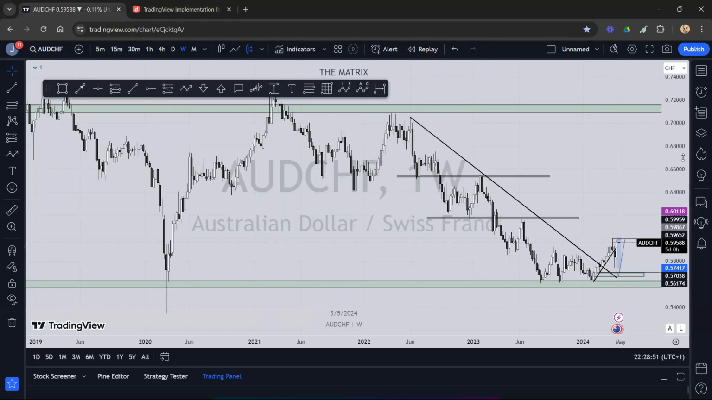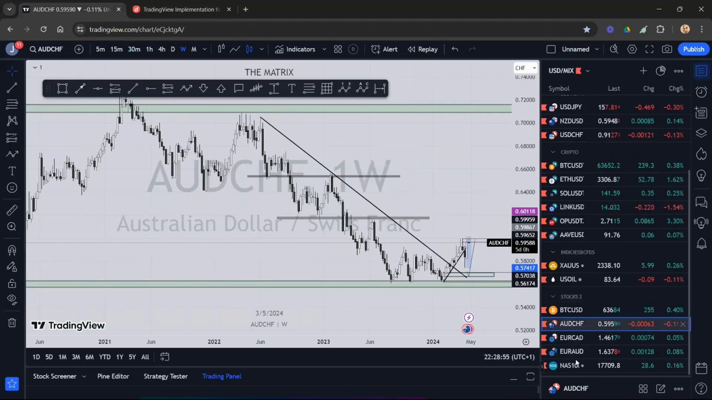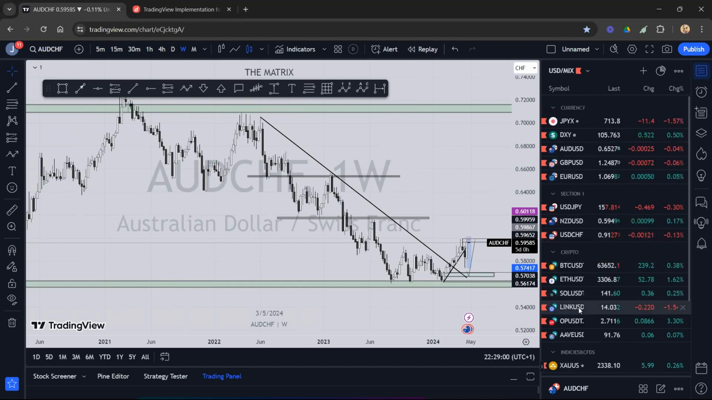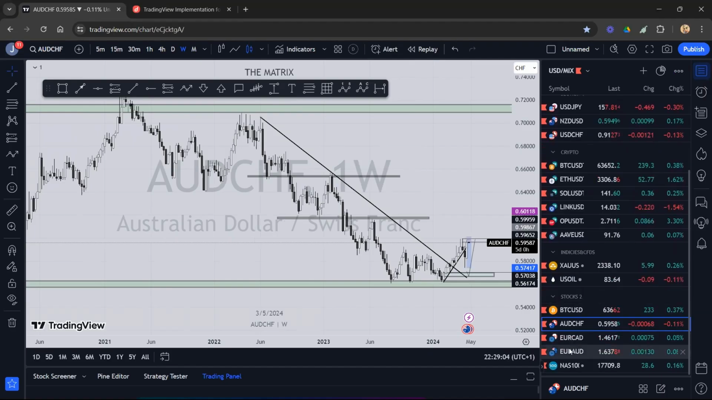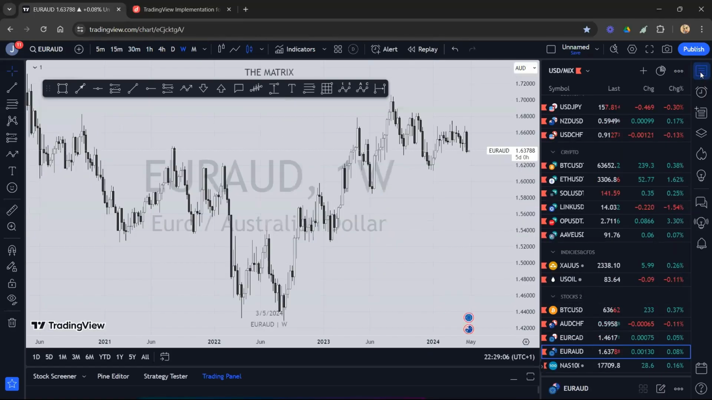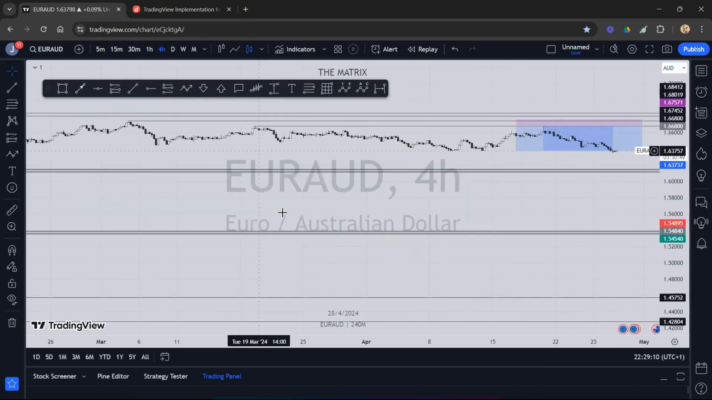All right, let me show you another example. Let's go to currency. You can use this anywhere. Now let's look at how they trade on Euro AUD. The trade just hit TP. All right, so let's look at EA. Let's look at the 4 hour time frame.